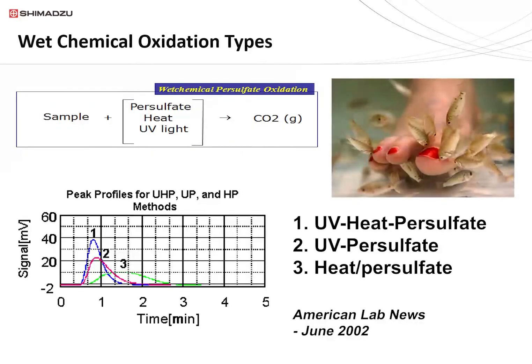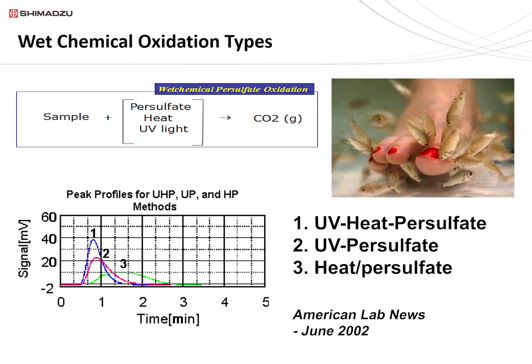Wet chemical techniques eat away at the outside of compounds using anywhere from 1 to 3 oxidation sources such as UV light, heat, and persulfate. Wet chemical is more sensitive than combustion oxidation, but for the drinking water community, that is not required since combustion techniques can measure down to 10 ppb, whereas wet chemical are in the sub-ppb level.